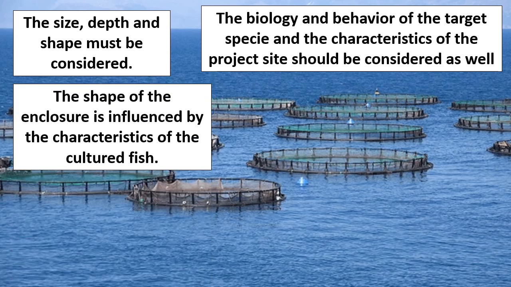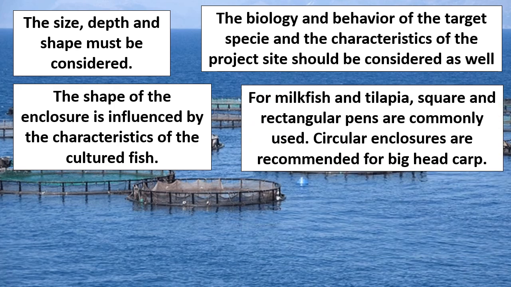Determining the size, depth, and shape of the facilities and target species of fish: in Laguna Lake, Philippines, the size of fences range from less than 1 hectare to more than 100 hectares. The shape of the enclosure is influenced by the characteristics of the cultured fish. For milkfish and tilapia, square and rectangular pens are commonly used. Circular enclosures are recommended for bighead carp.